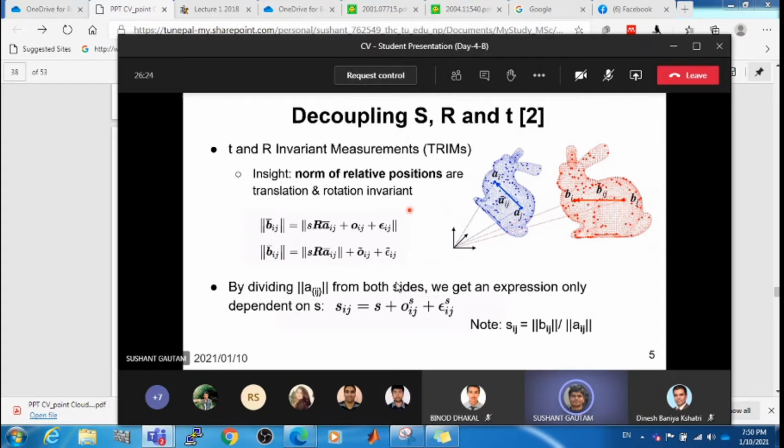Another insight is that the norm, or relative position or distance, whatever you say, between each pair of points is invariant against translation and rotation. You can imagine randomly translating and rotating a football anyhow you like in any direction. However you do it, the football size is not going to expand or shrink, right? So norm or size or scale, they are not affected by translation and rotation. So they are called translation and rotation invariant measurements, TRIM. Look at this TRIM equation. This is the same as the one we saw before. If you divide this by a_ij on both sides, you get s_ij. s_ij is the measured scale from this sphere. And s is the global scale value that we want to estimate here.